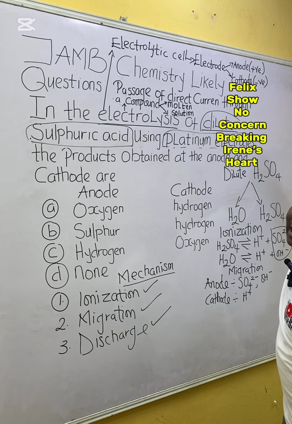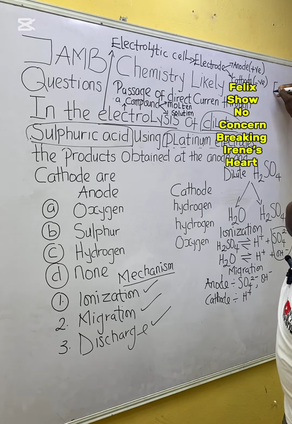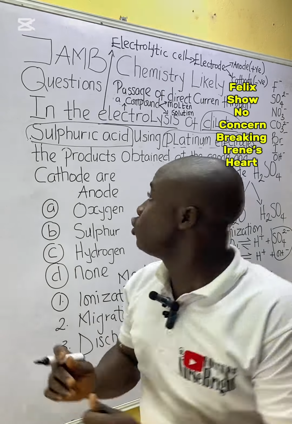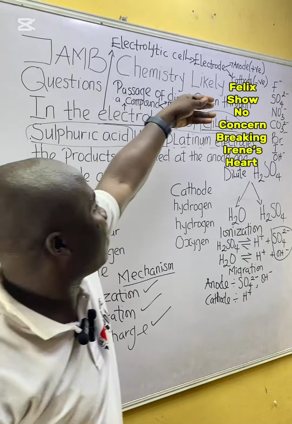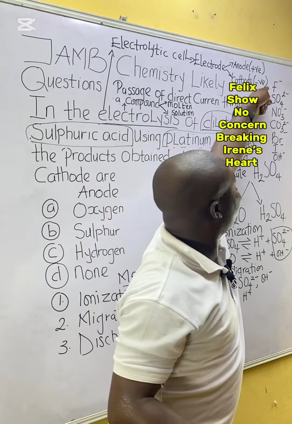So the acronym gives rise to what I'm about to write, which is Felice, F-, show, which is SO4 2-, no, NO3-, concern, CO3 2-, breaking, Br-, Irene's, I-, and heart, OH-. I believe you are following me. So I'm going to put the acronym so you can match it with what we've written. It's very easy. So this is Felice shows no concern.